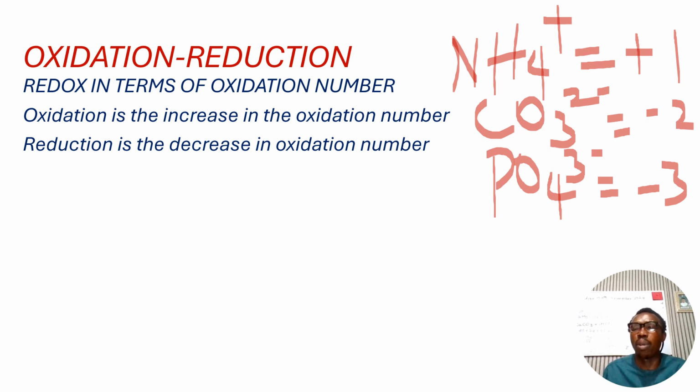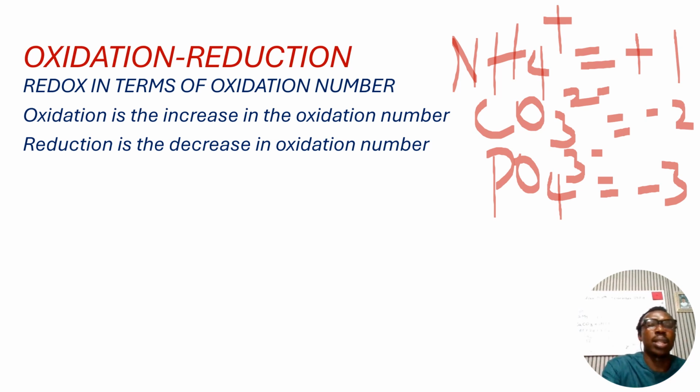Now, if we're referring to an atom or element, the oxidation number is the number of electrons the atom has to gain or lose in order for it to attain its nearest noble gas configuration. That is what we call the combining power of an element, the number of electrons the atom has to gain or lose in order for it to attain its noble gas configuration. Metals ionize by losing electrons. When they lose electrons, they become positively charged to attain their noble gas configuration.